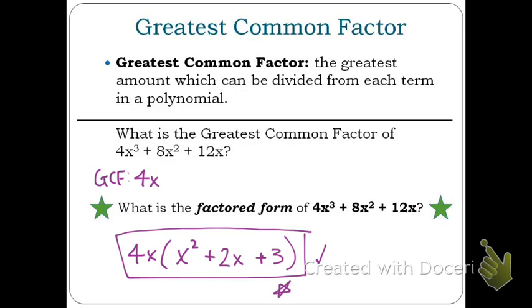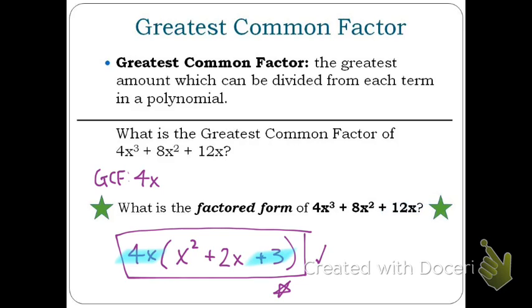That's because if you were to actually distribute, let's say you take 4x times the x squared, 4 times 1x is 4, x times x squared is x to the third power. Now if we take 4x times 2x, 4 times 2 is 8, and then x times x is x to the second power. And then also, if we take 4x times 3, 3 times 4 is 12, and carry the x there, so we have plus 12x.